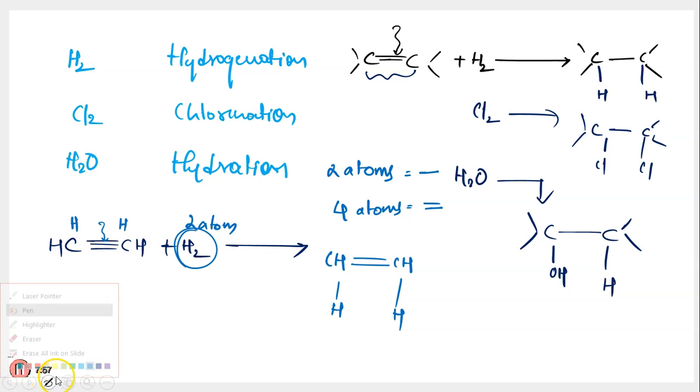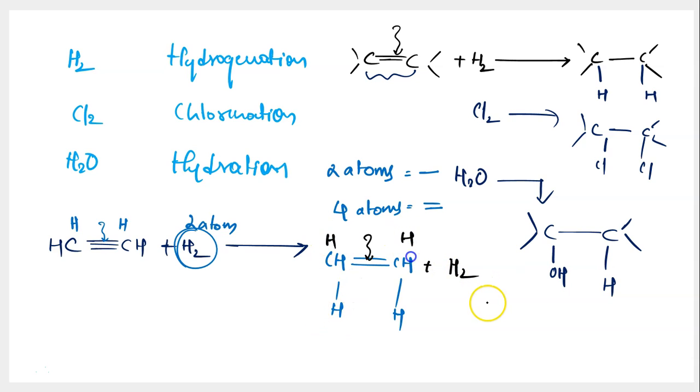And now because I still see a double bond over here, if I want to break this double bond, I should be adding 2 more atoms of hydrogen. Here is 1 and here is 1. This leads to formation of CH3 single bond CH3.